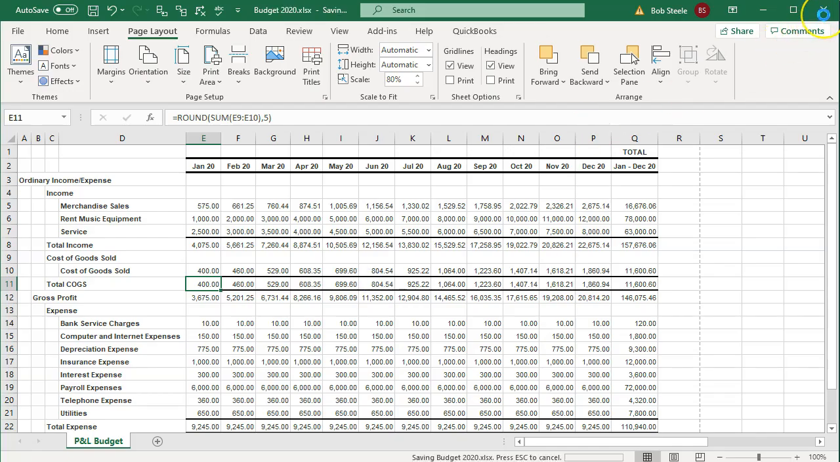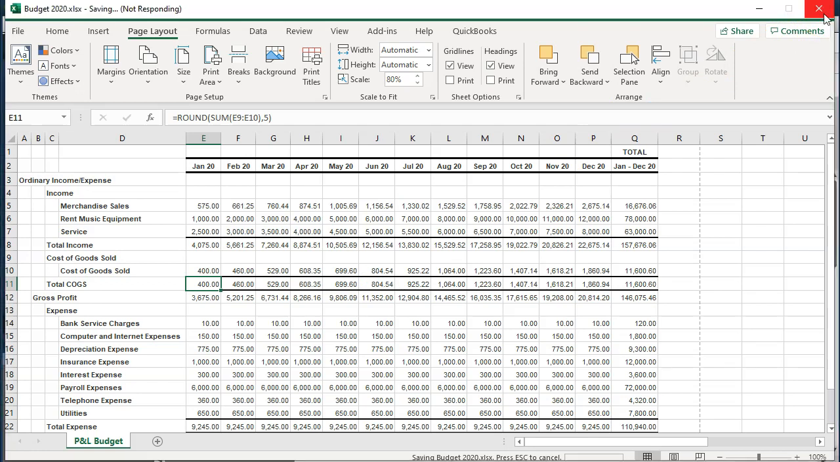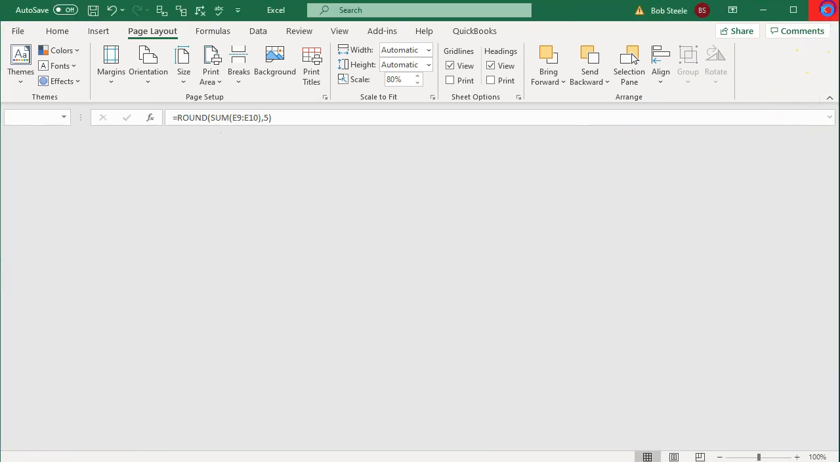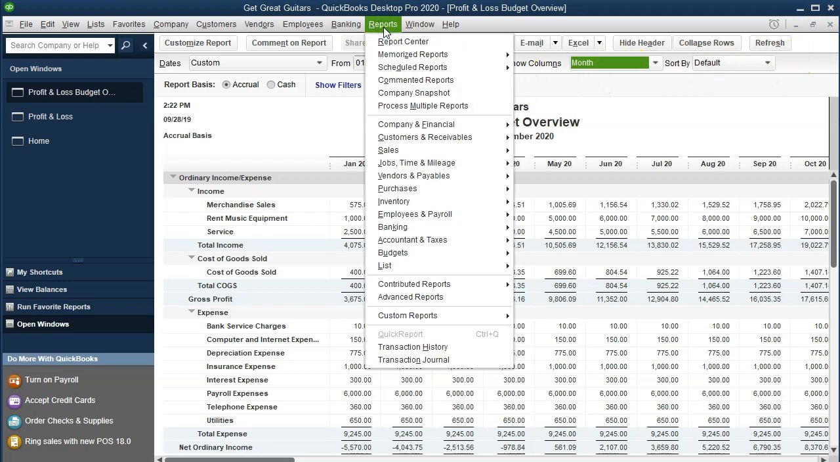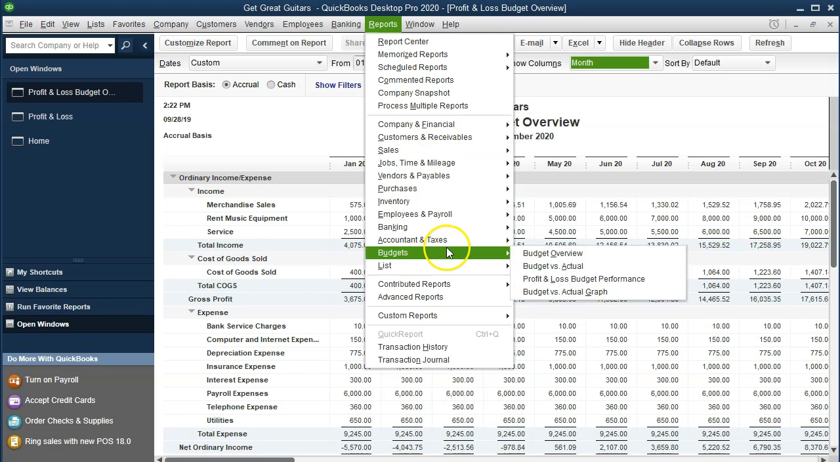Close this back out. The other report that we can make with the budgeted numbers is the budget versus the actual. So let's close this back out. Let's see that report. Drop down here. We're going to go to the budgets, and now we want the budget versus the actual.